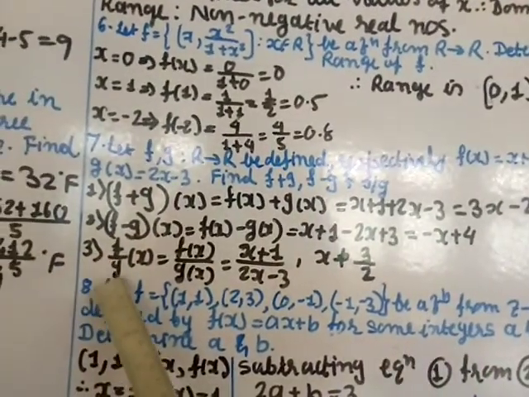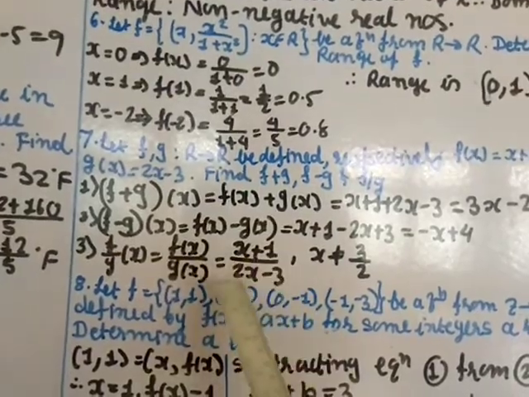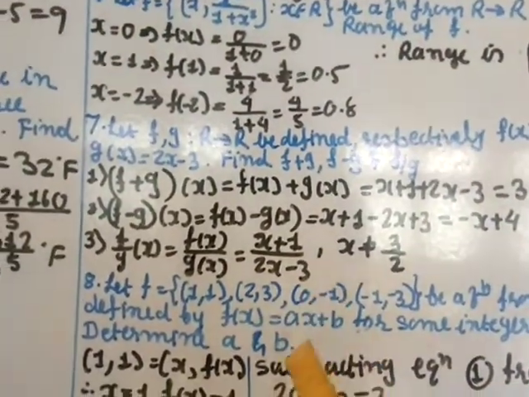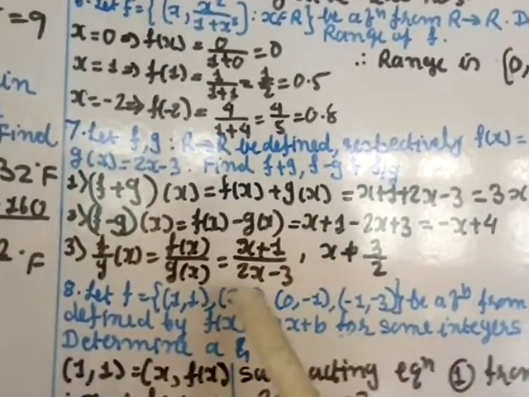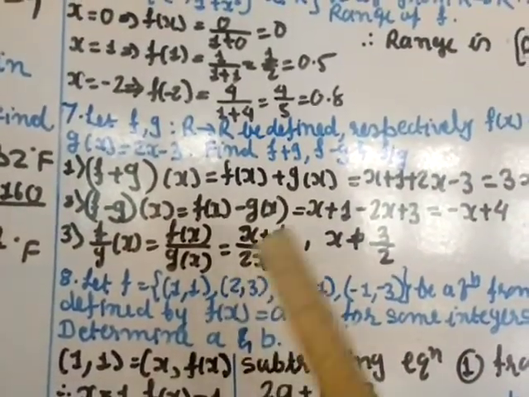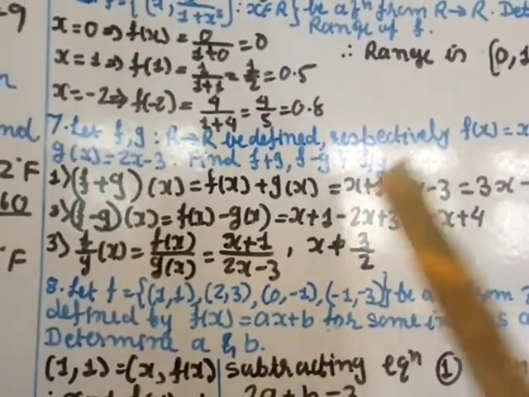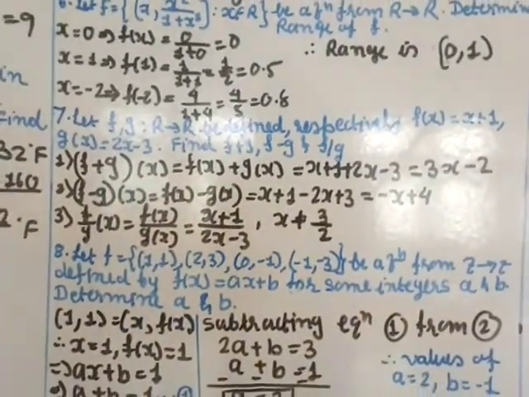Number 3, f by g of x is equal to f of x by g of x. f(x) is x plus 1, over 2x minus 3. Now as before we said the denominator should not become 0. So we will exclude the value of x which makes this denominator 0, that is x equal to 3 by 2. If you put 3 by 2, 2 times 3 by 2 minus 3 gives 0. So we exclude x not equal to 3 by 2. So we can take x value all but not 3 by 2. So that is the solution for question number 7.